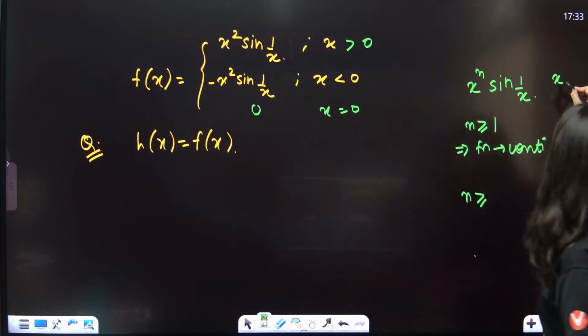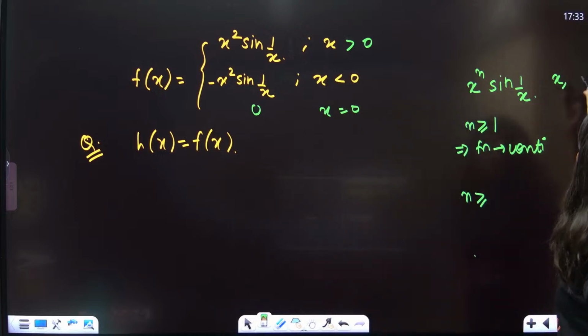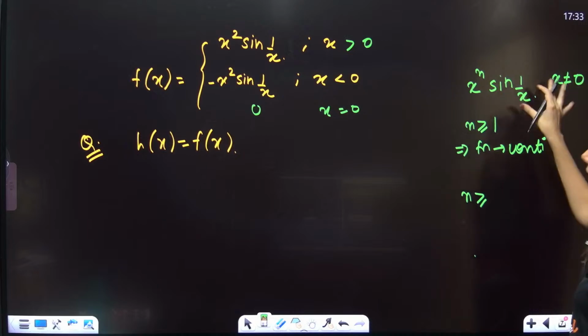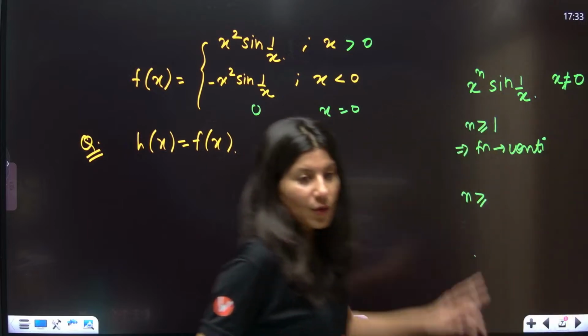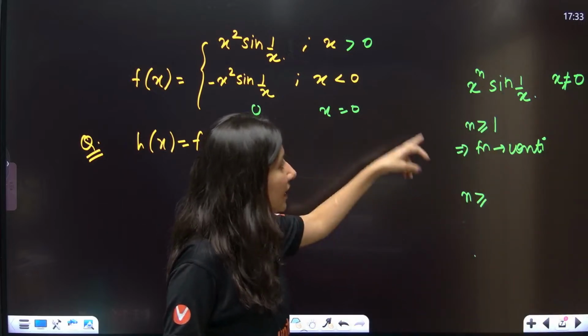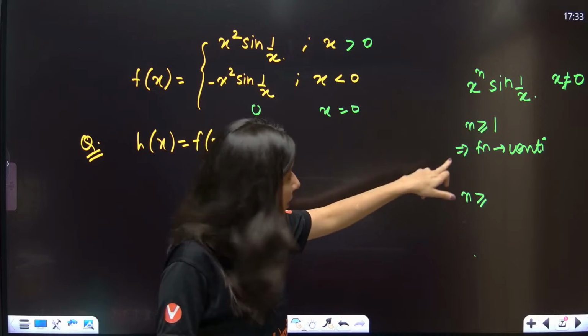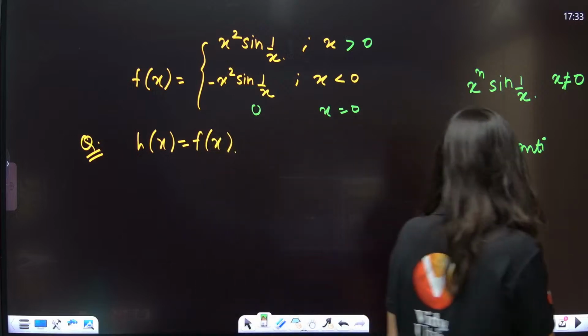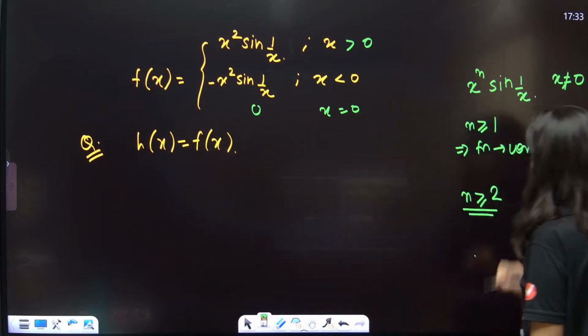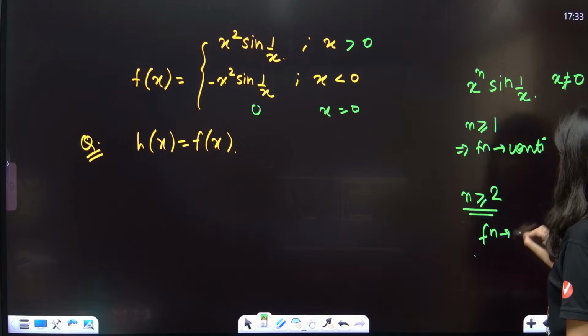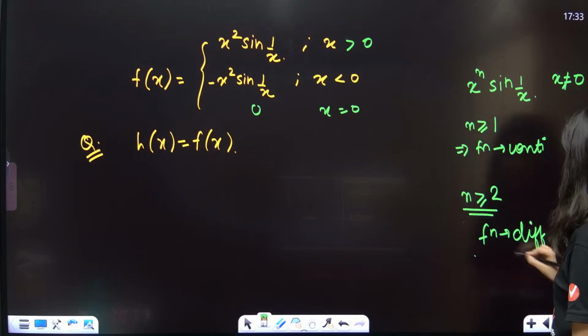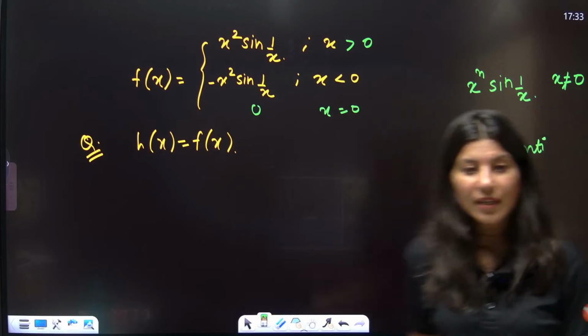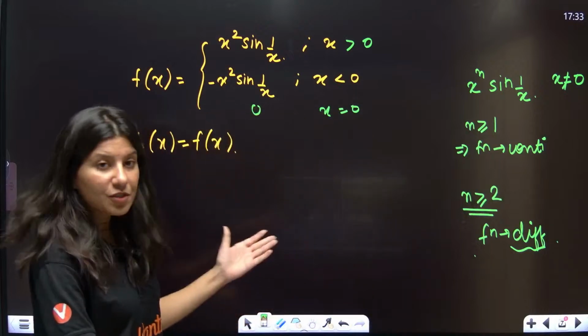So yes, for x not equal to 0, if you are getting this type of function, then for n greater than or equal to 1, your function will be continuous. And for n greater than or equal to 2, your function will be differentiable, my dear students. So this function will be a differentiable function.